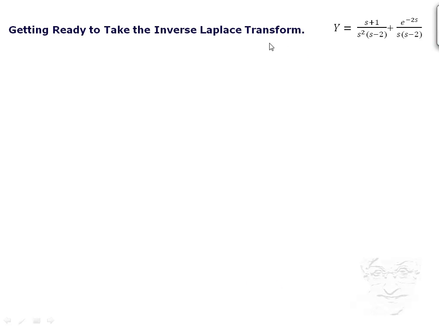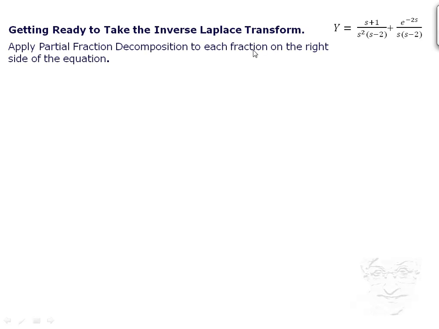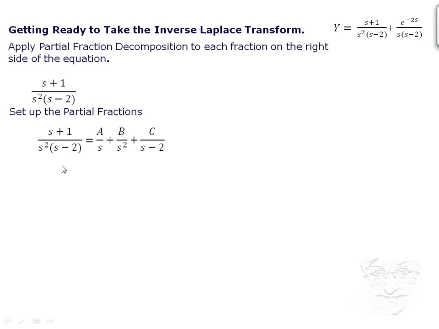So let's get ready to take the inverse Laplace transform. Again, we're going to do partial fraction decomposition. I'll start with this first fraction, and I want to write it as a sum of simpler fractions. Because my denominator has s squared times s minus 2, with that s squared, you'd set it up as a over s plus b over s squared, and then c over s minus 2.